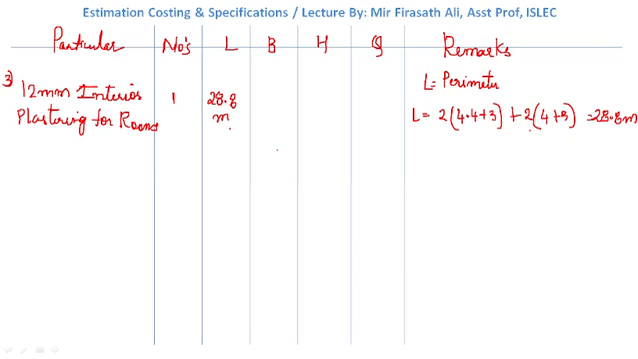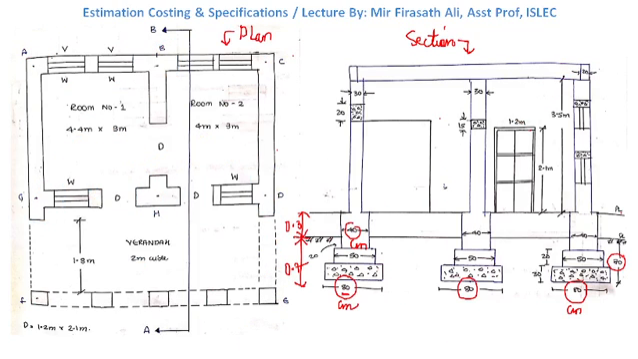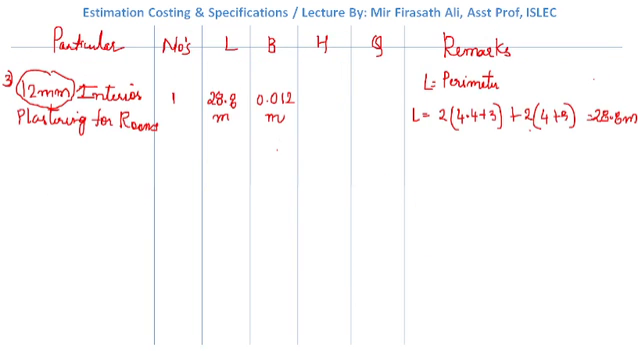Okay. What is the breadth? It is given over here, 12 mm thickness. So 0.012 meters. Okay. Height, we'll get the height from the section superstructure. Superstructure is of 3.5 meters height. So this will be the height of our plastering, 3.5 meter.